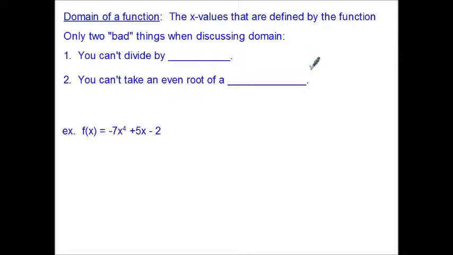Okay, let's talk about the domain of a function for a little bit here. Of course the domain is the x values that are defined by the function. There's only two bad things that can happen when we're talking about domain. First of all, you can't divide by, well, what number can't you divide by? Hopefully you were thinking about that before I actually wrote it in there. Can't divide by 0. What that means in a more practical sense is if we have a function, our denominator can't be equal to 0. So we can work with that to figure out any bad domain values that are out there.